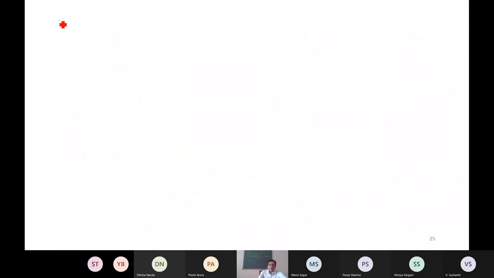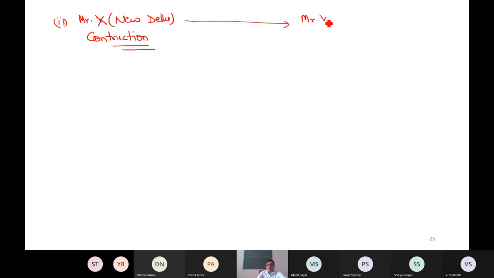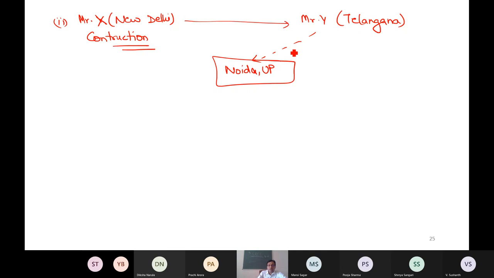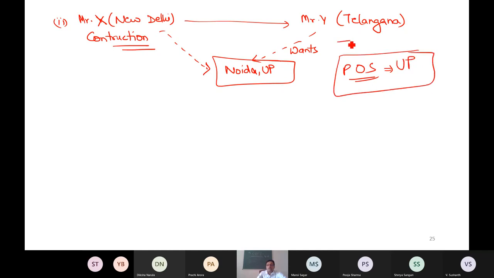Next example. Same case, Mr. X is in New Delhi, in the construction business, a construction contractor. Mr. Y, Telangana, doesn't have any house right now, but he wants to have a house in Noida, UP, and he has hired this construction contractor for this. Now what is the place of supply? UP. In this case I have applied the concept of intended to be located. Though it was not in existence, the intention is that the property will be built in UP. So UP becomes the place of supply.